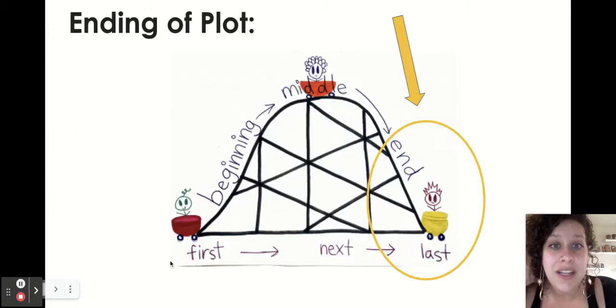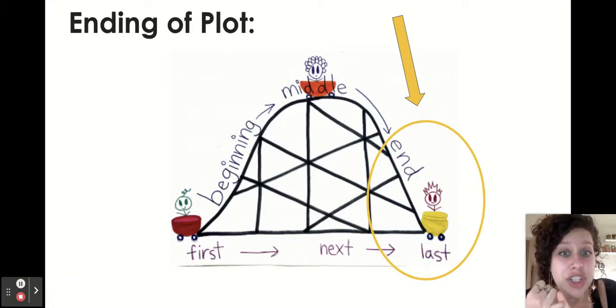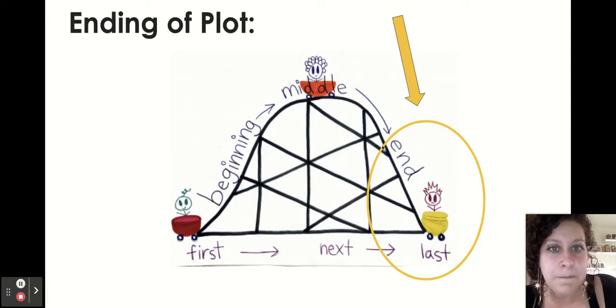So let's remember we've learned about the plot. We've talked about the beginning of our story. We wrote about the characters. We wrote about the setting. We introduced our characters and setting. And we may have introduced a problem in the beginning of the story. In the middle of the story, we were able to talk more about the problem, add more details, more to our story. And now we're at the end of the story, the last part.